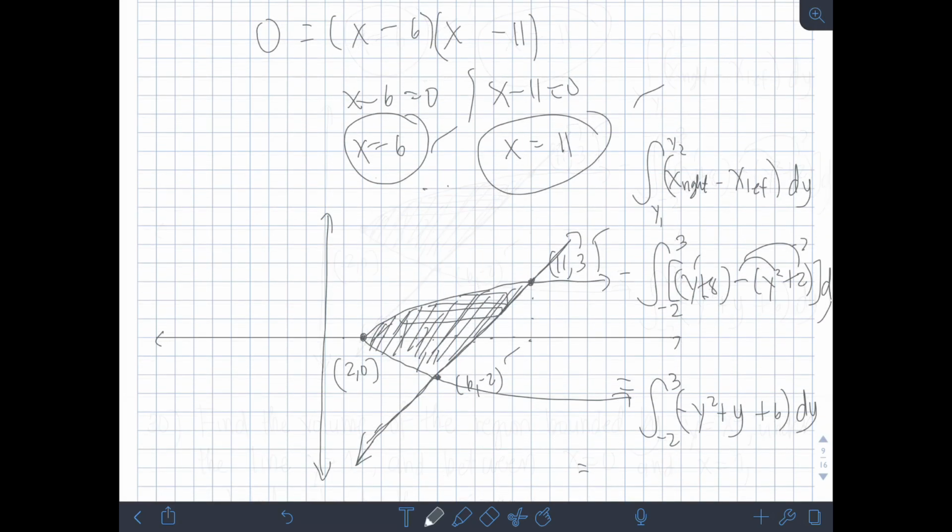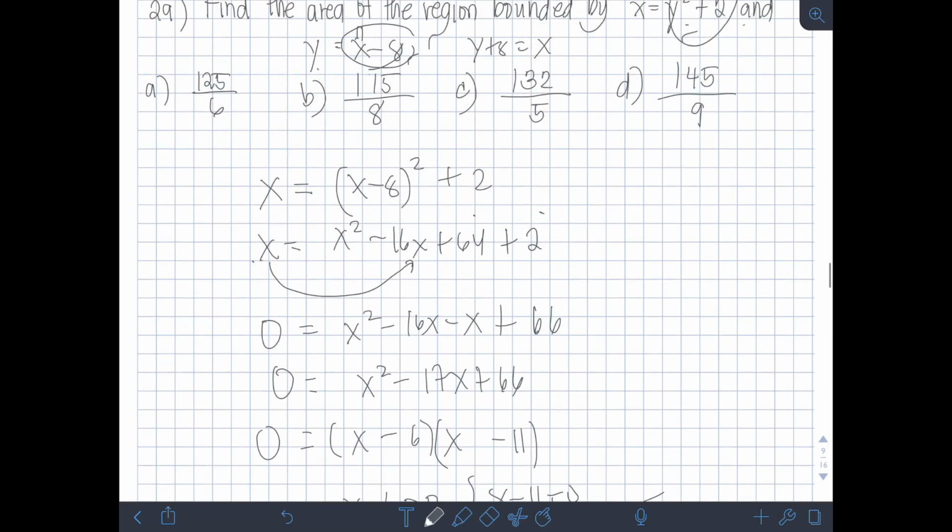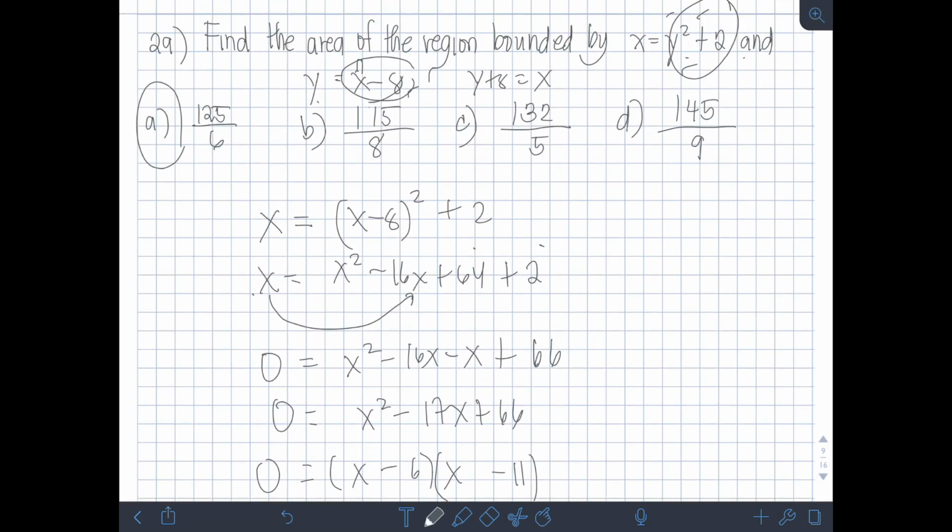dy. So you can solve this manually using the power formula, or just use a calculator to solve the area. So, let's just use a calculator. Using the calculator, we get the value of the area as 125 over 6. So, therefore, the answer is letter A.